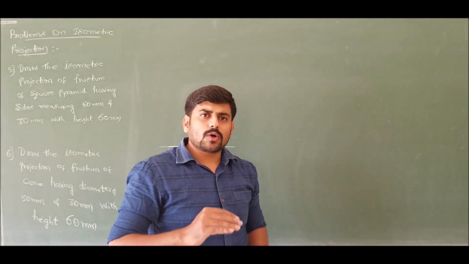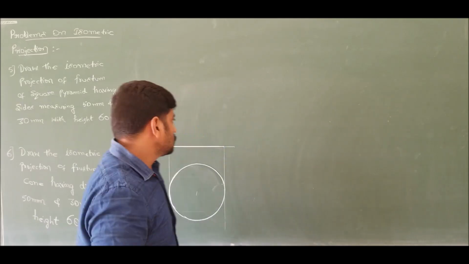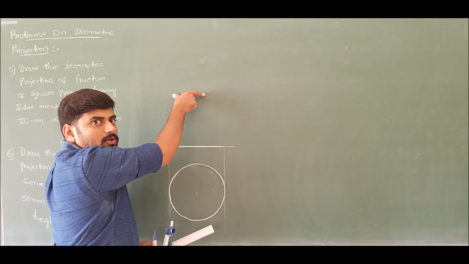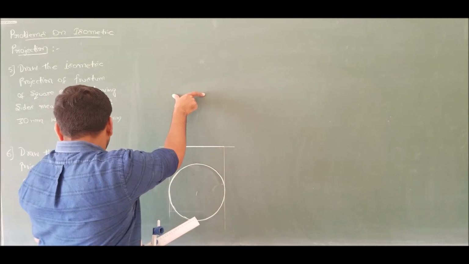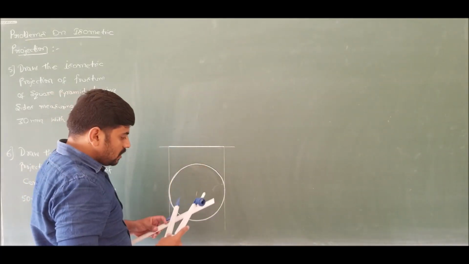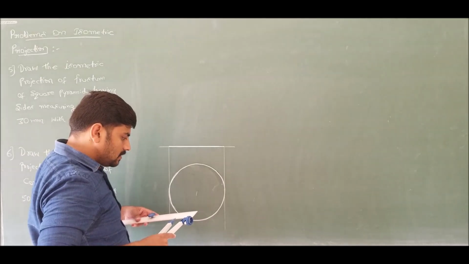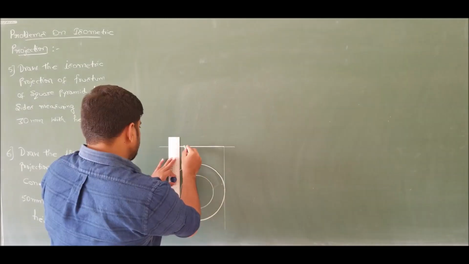The frustum is obtained when the cutting plane is parallel to the base. So now when the cutting plane is parallel to the base, the top of this cone will be also a circle of diameter 30 millimeters. So therefore, choosing 15 millimeters as radius, with the same center, construct another circle. Take the projection.